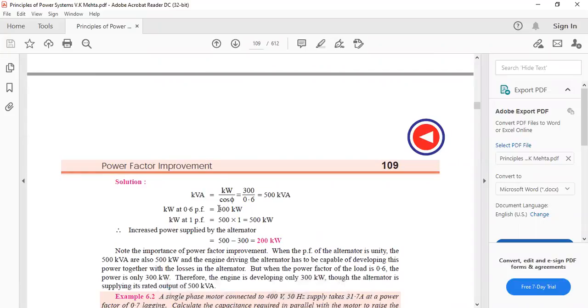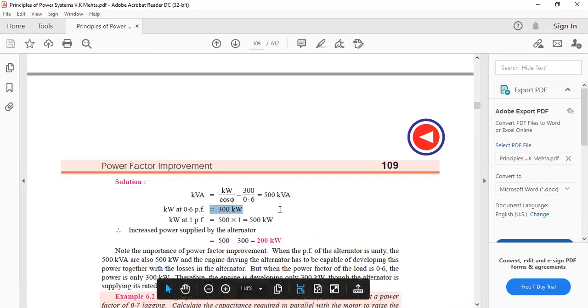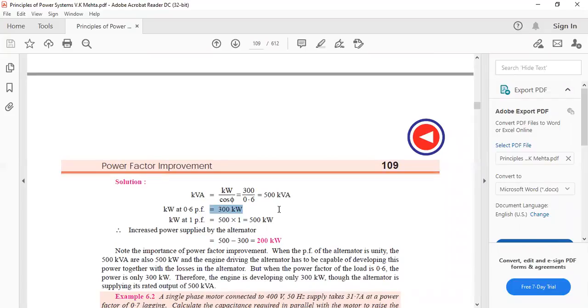Previously, the supply is 300 kilowatts at 0.6 power factor. Now it is changing. If the power factor is good, the power supplied by your alternator is increased. So what is the change in the increased supply by the alternator? Take the difference between the two kilowatt ratings. 500 minus 300, how much difference is there? 200 kilowatts difference is there.